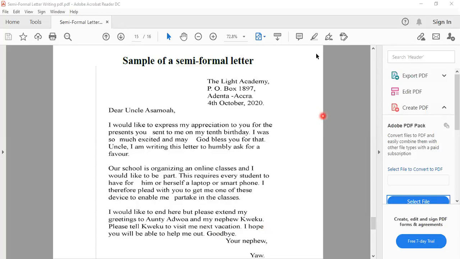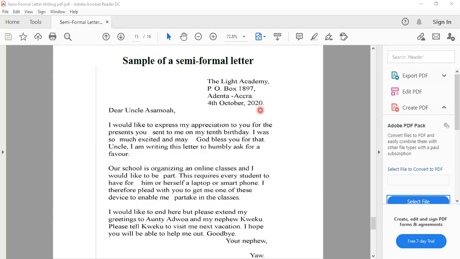Okay, so this is a sample letter that I wrote so that you can go through and see how the semi-formal letter is written. You can see that when I was writing it, I was very, very polite. I was using please. I was using humbly. You could see that I was talking to an elderly person, my uncle Asamoah. He's in Kumasi. I was talking to him, so I was very, very polite.